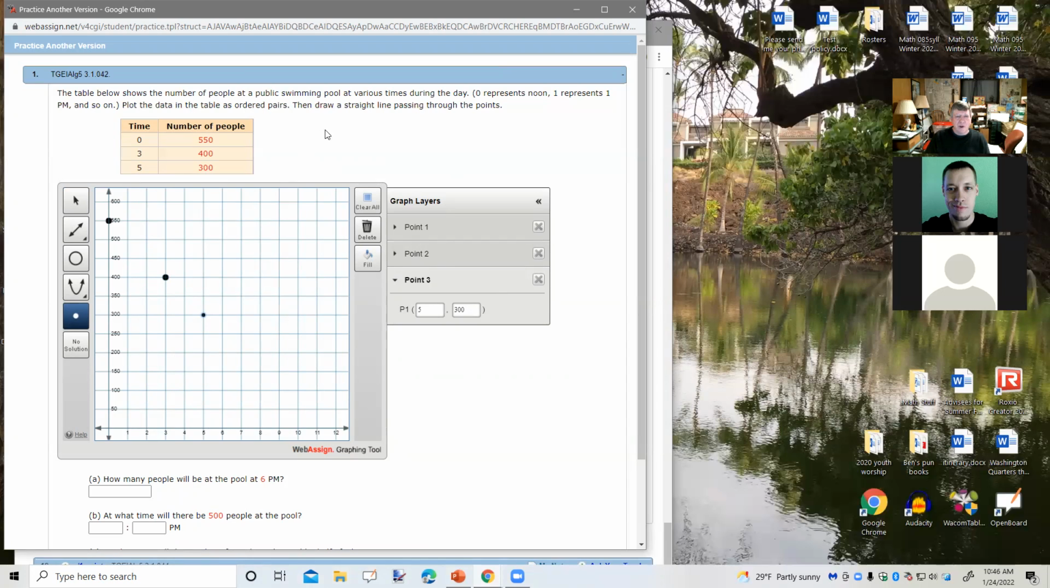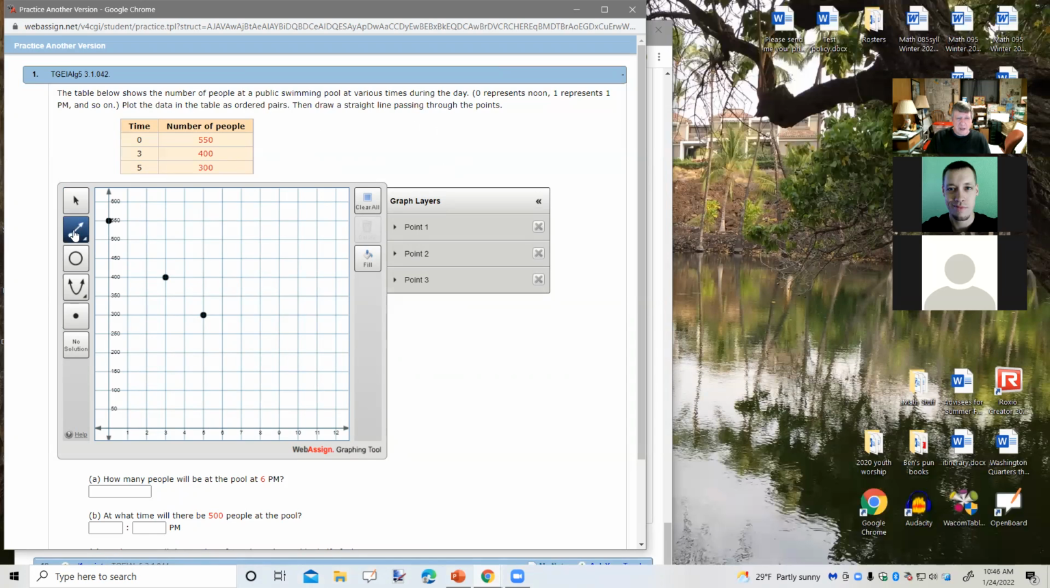Now, it says then draw a line passing through the points. How do I do that? After I've plotted the points, I go over here and click on the line. Now I want to point something out here. This is a line. It has arrows at both ends, so it goes on in both directions.